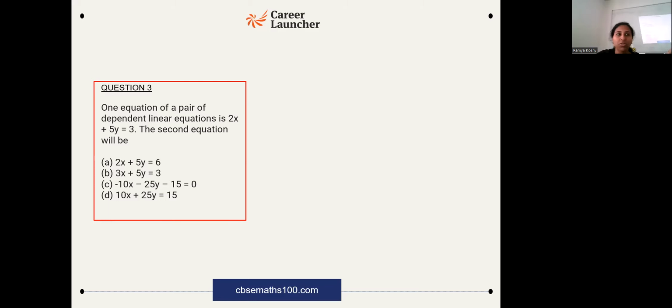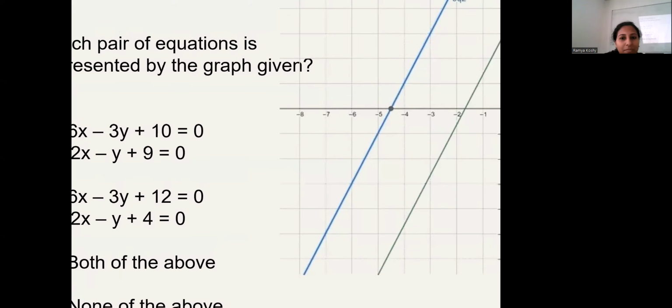All right. This one, I'll have to zoom here. Which pair of equations is represented by the graph given? Okay. So which pair of equations is represented by the graph given?